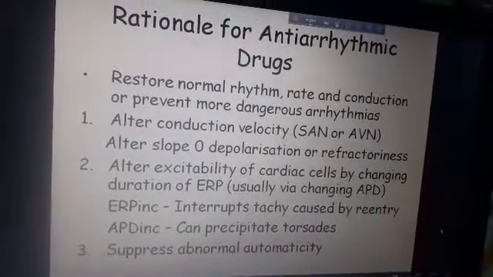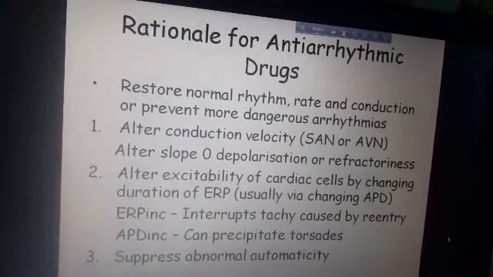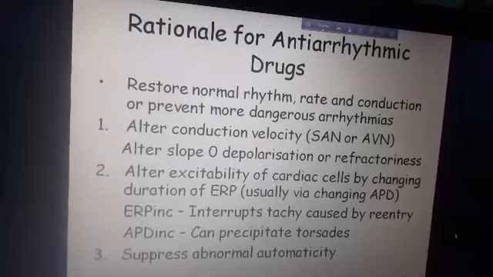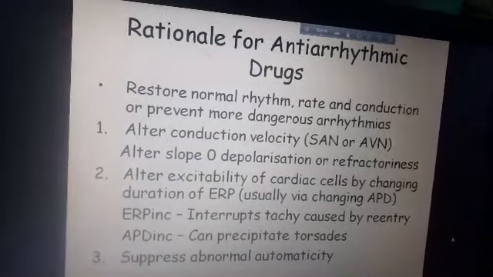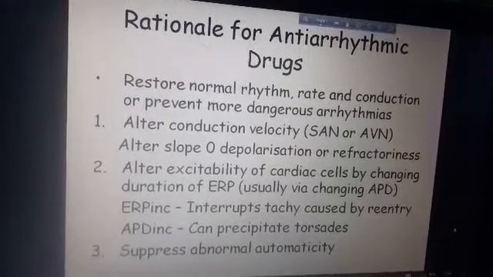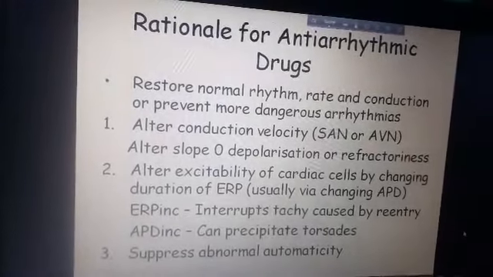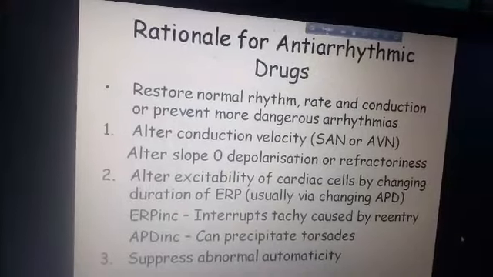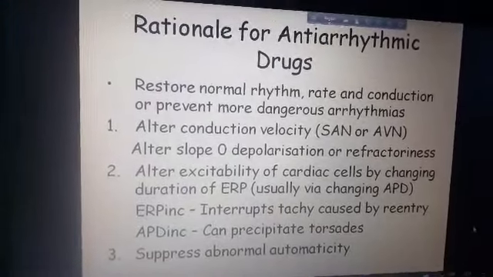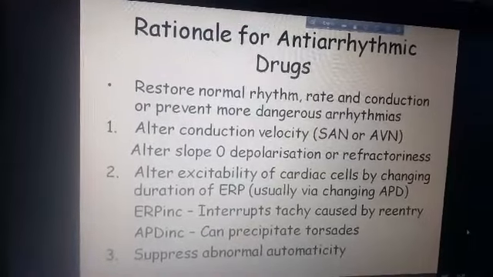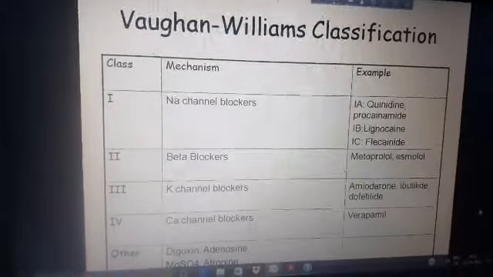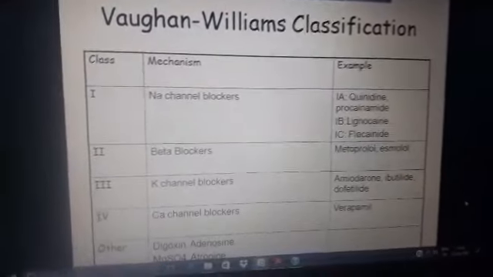Okay, and if we can suppress the abnormal automaticity, then also there is treatment of the arrhythmia. So either we can decrease the phase 0, or we can prolong the phase 3, or we can decrease the abnormal automaticity in the pacemaker tissue. That means the phase 4 slope also can be decreased to treat the arrhythmia. So number one, we decrease the phase 0 slope, or decrease the phase 4 slope, or prolong the phase 3. This is the Vaughan-Williams classification of the antiarrhythmic drugs.